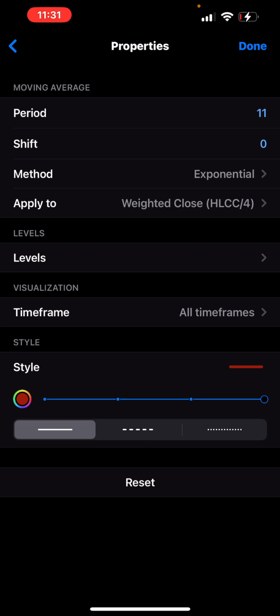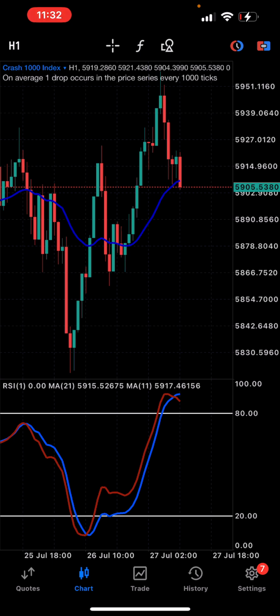The next indicator has period 11, shift 0, method exponential, applied to weighted close, then pixel 4, color red. When you're done, you just click on done. So we have this. This is the setup. This is the strategy. This is how it looks.